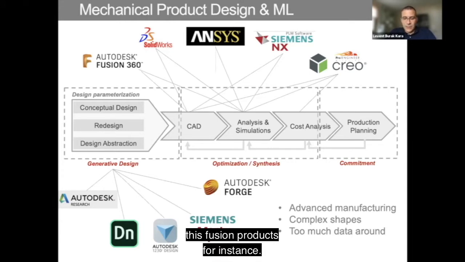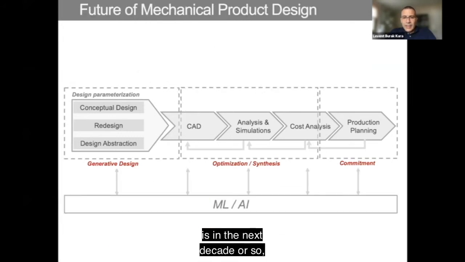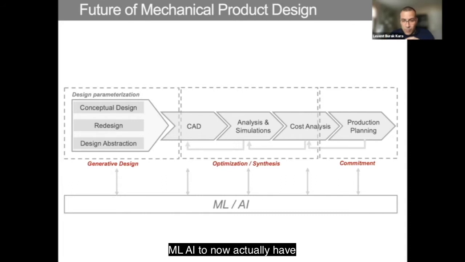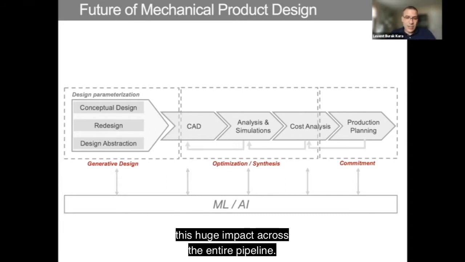Fusion products, for instance. However, what we're looking at is that in the next decade or so, we will see much more strongly the infusion of ML and AI into this design pipeline. So we will see ML and AI coming in the optimization, in the shape generation, not only in the early stages, but in the middle stages, doing automatic cost analysis, automatic supply chain management, and automatic manufacturing planning and manufacturing quality assurance. So there is a reason why we expect ML and AI to have this huge impact across the entire pipeline.